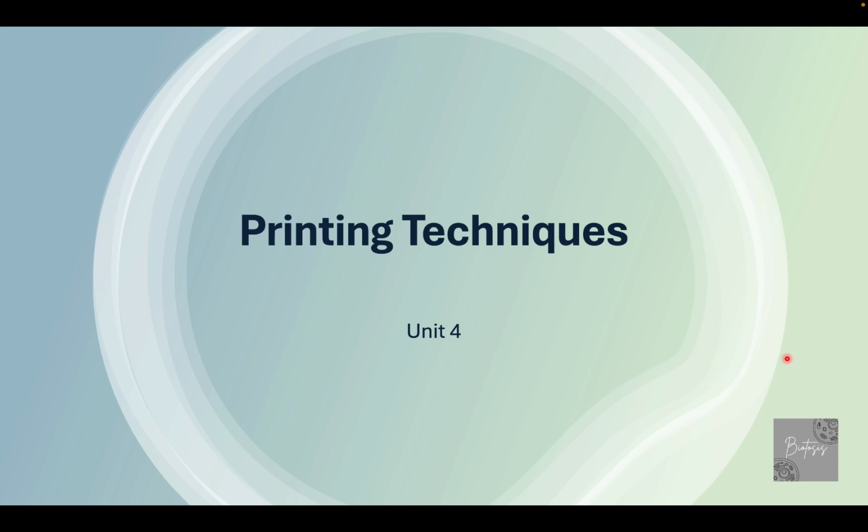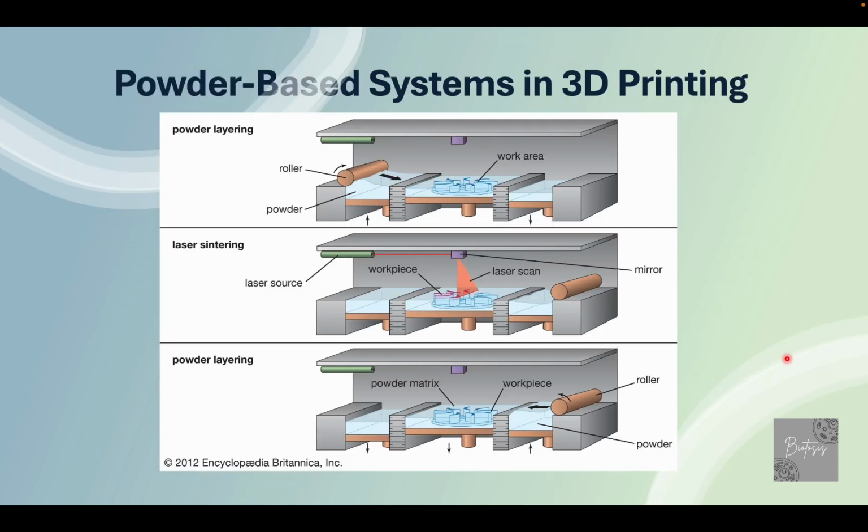We are back with Unit 4 of printing techniques. In this unit, they are basically talking about powder based systems in 3D printing. So far we have tried all kinds of solid and liquid based systems. Now we are going to talk about powder based systems.